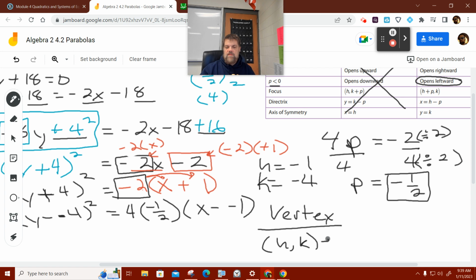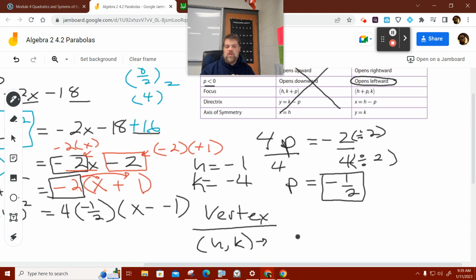Now, here's the thing. If you guys are writing down all these formulas that I'm writing down, when I write them down, you'll eventually memorize them. Okay? Then the focus has a different formula. The focus is just going to be H plus P comma K.